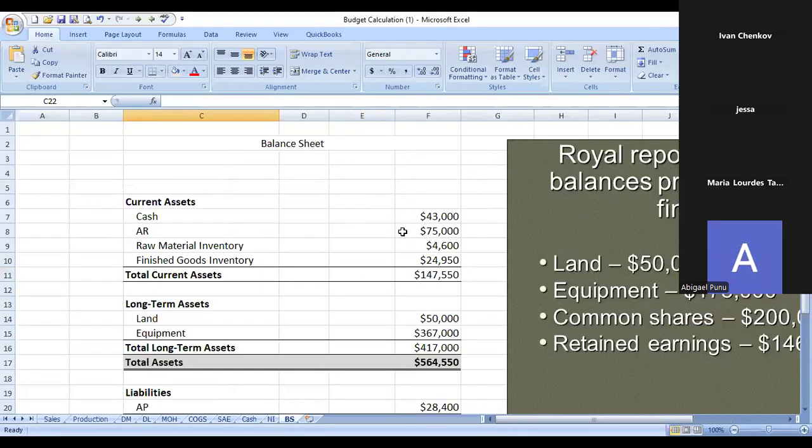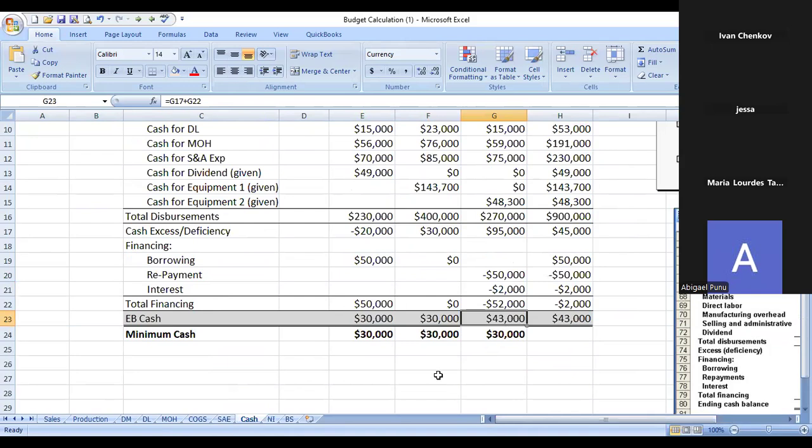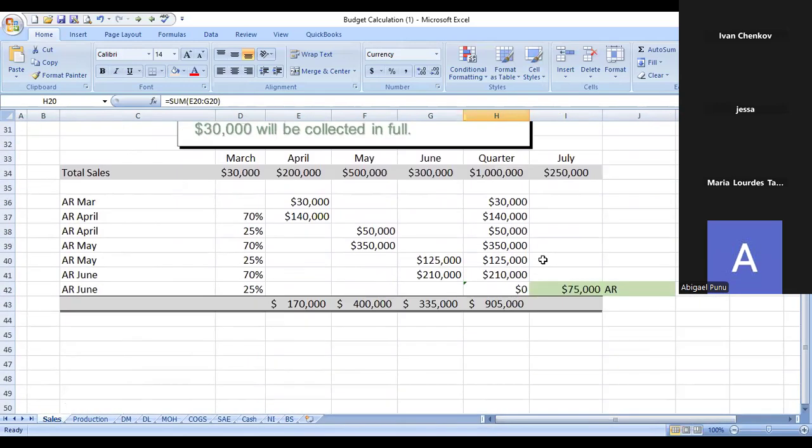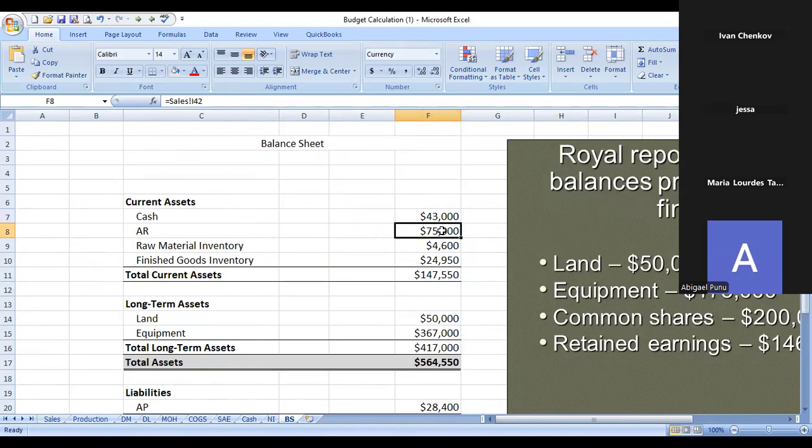So let's share the screen with the balance sheet. And that's where we're going to end up today. The balance sheet will be the last one. So first we're going to get the cash from the cash budget. From the cash budget, we know at the end of the period, we have $43,000 cash. Then accounts receivable from the sales. Remember, we highlighted that our accounts receivable is $75,000, which is going to go directly to the balance sheet.